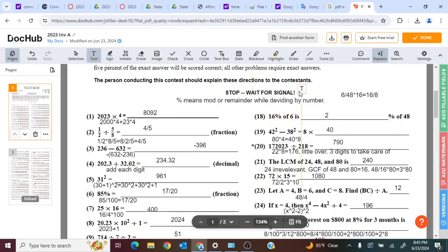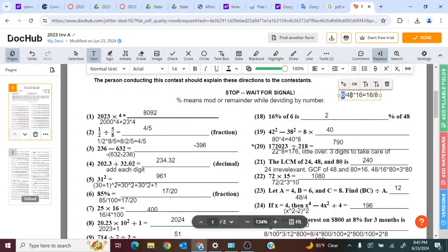There we go. Okay, 16% of 6 is what percent of 48? Well, 48 is 8 times 6, so an appropriate percentage would have to be 8 times smaller than 16. So you simply do that proportion, 6 over 48 is equal to 8 times your original percentage of 16 to get 16 over 8, or 2%.